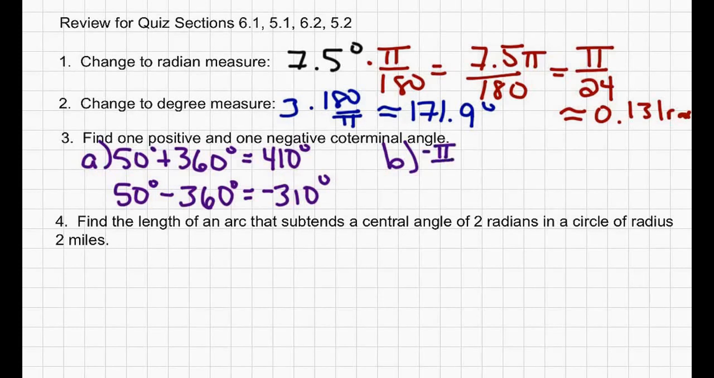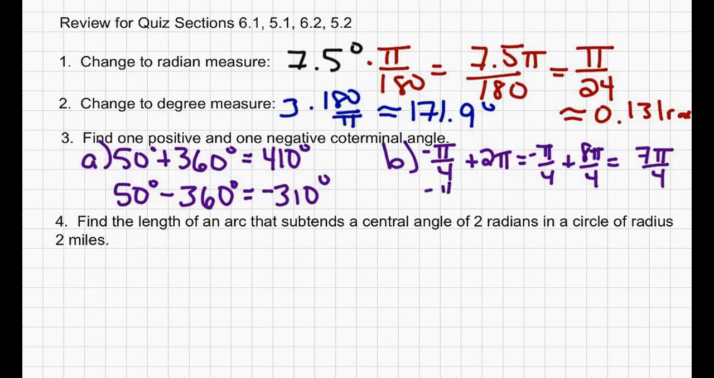I want to find a positive and a negative coterminal angle of negative pi over 4. Well, a full circle in radians is 2 pi, so how about we add 2 pi, which is the same thing as adding 8 pi over 4. Those are called equivalent fractions. So I find out that it's 7 pi over 4. If I start at negative pi over 4, and I instead subtract 2 pi, which is the same as subtracting 8 pi over 4, I will lie at negative 9 pi over 4.